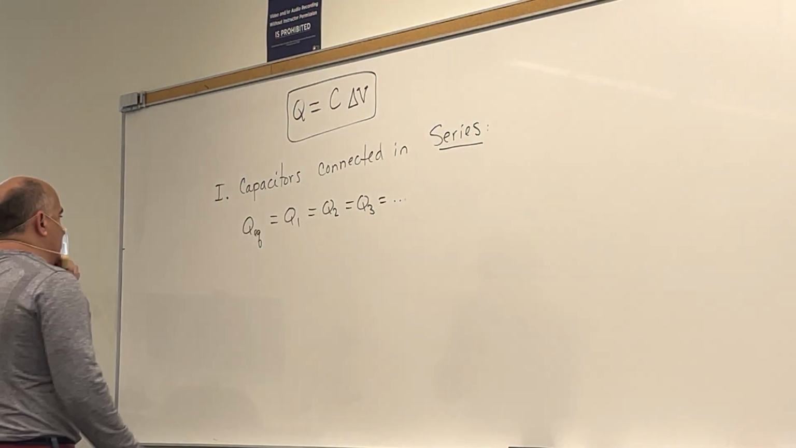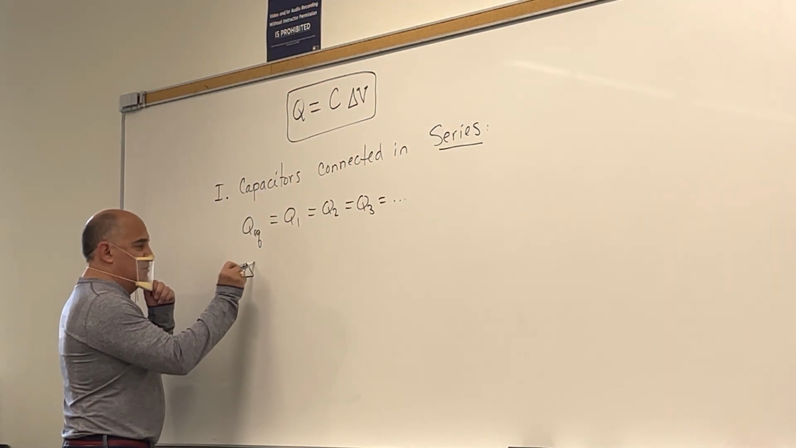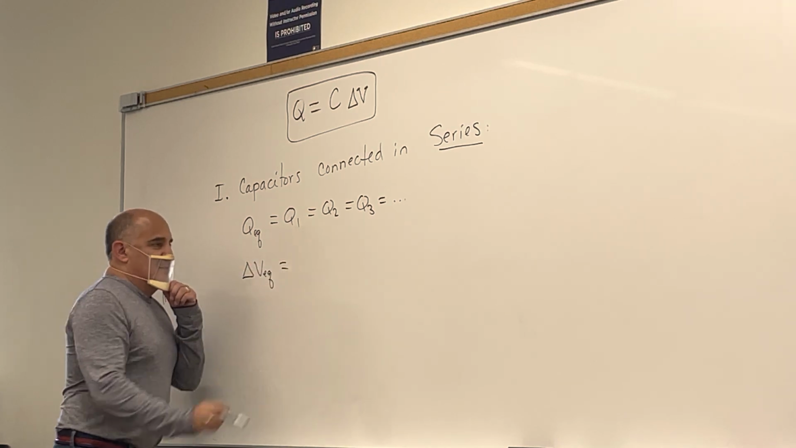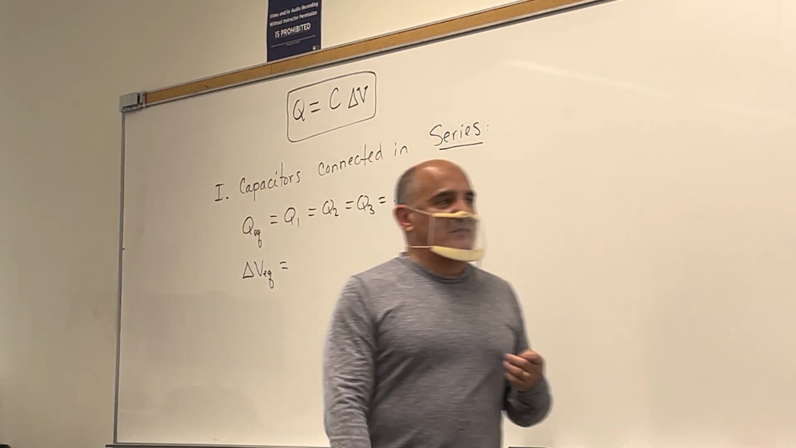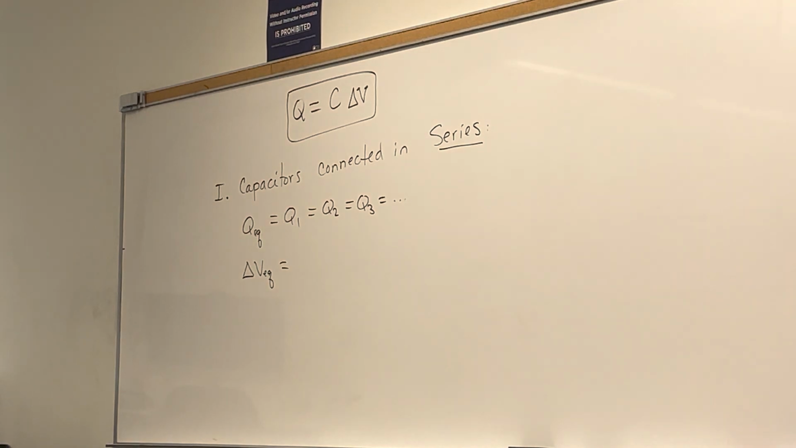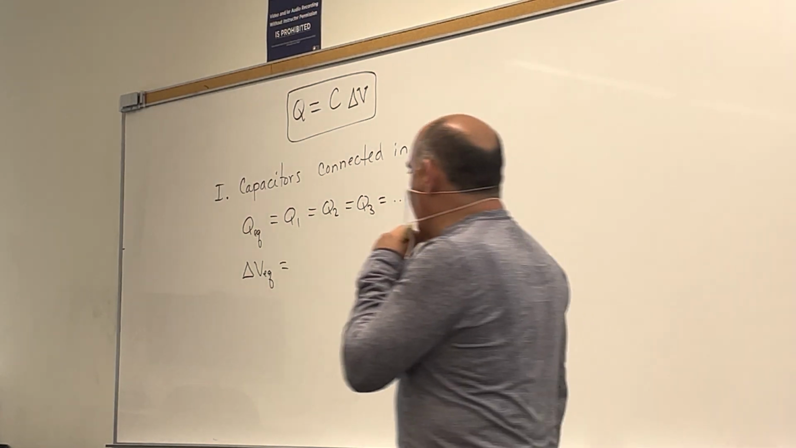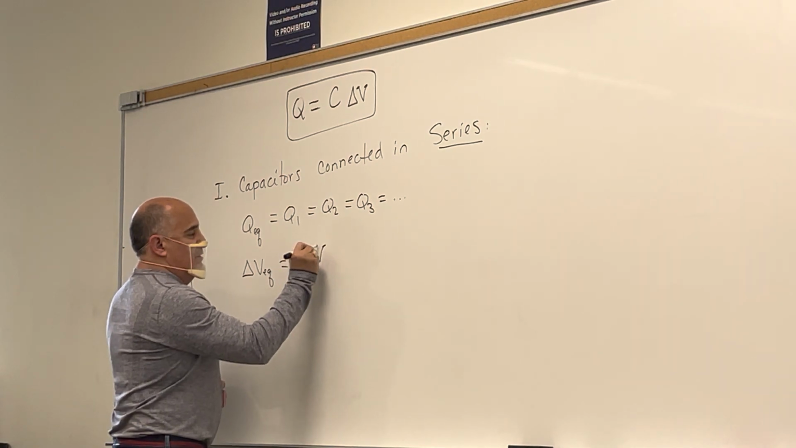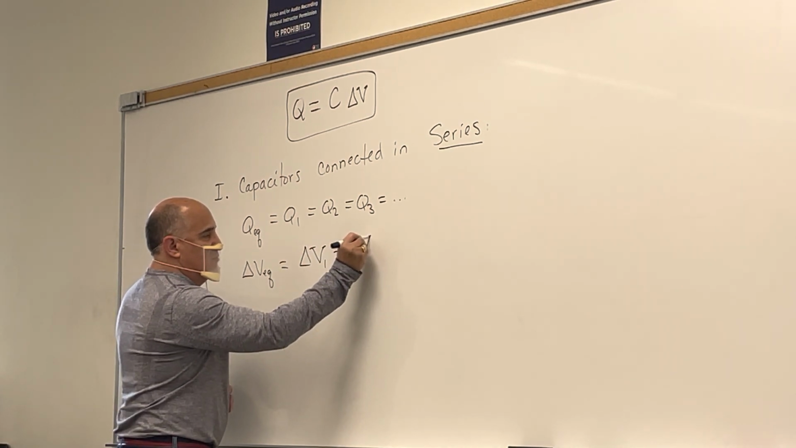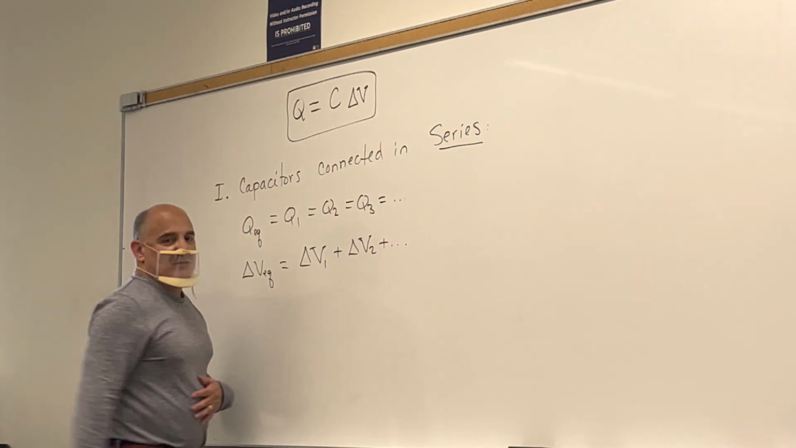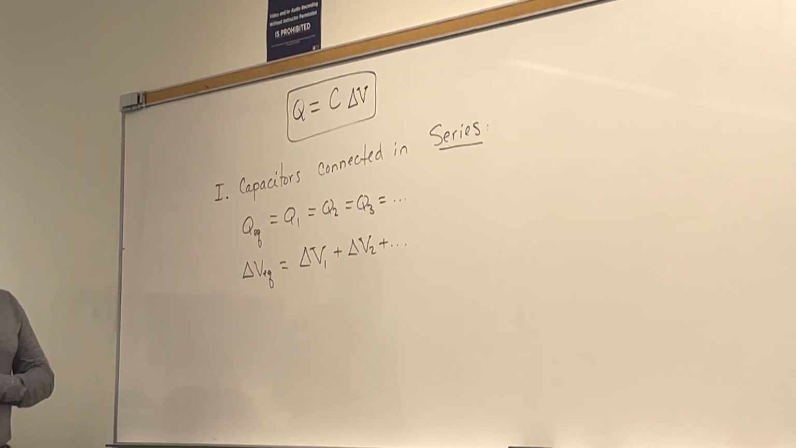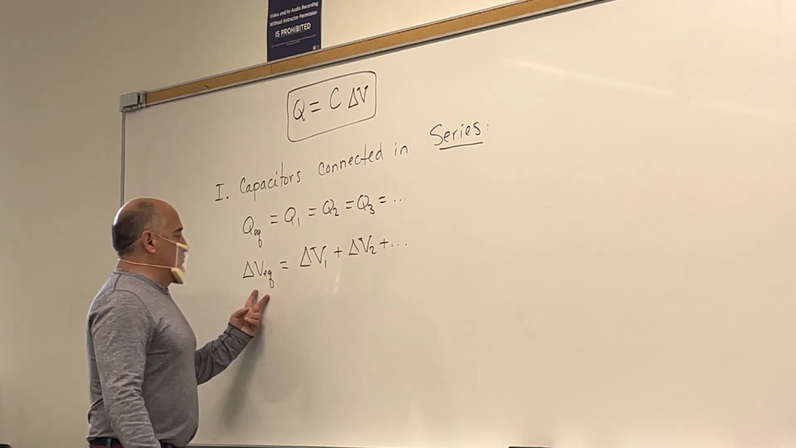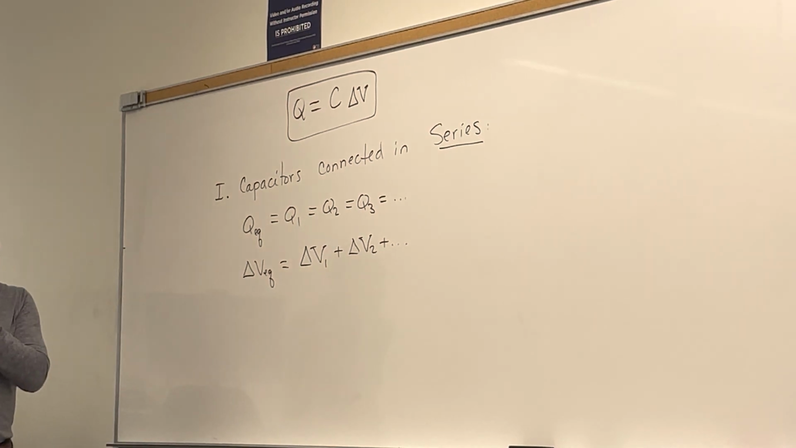Now, what about the voltages? What is the voltage across the capacitor that's equivalent to the other capacitors connected in series? The voltage across it will be equal to the sum of the voltages across the individual capacitors: delta V1 plus delta V2, plus more if you have more capacitors in series. All the voltages add up to the voltage across the equivalent capacitor.